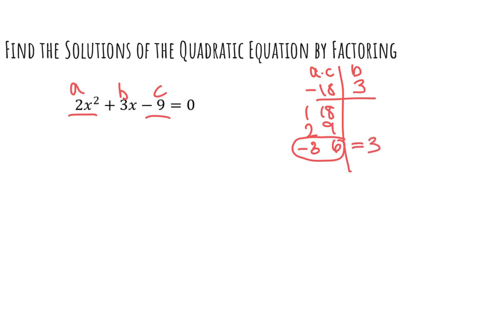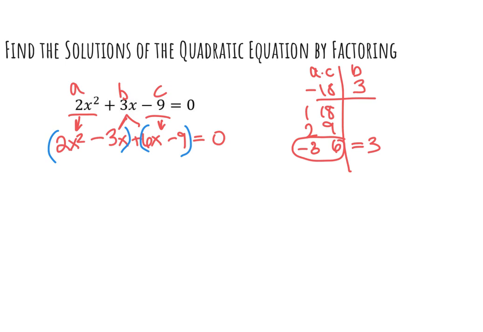So I'm going to take those values and break down my b value into -3x plus 6x. But I'm still going to bring down my a value, and I'm still going to bring down my c value. So now that I've created my 4 terms, now I can group. I'm going to put my first 2 together, I'm going to put my second 2 together, and yes, there was a plus sign in the middle.